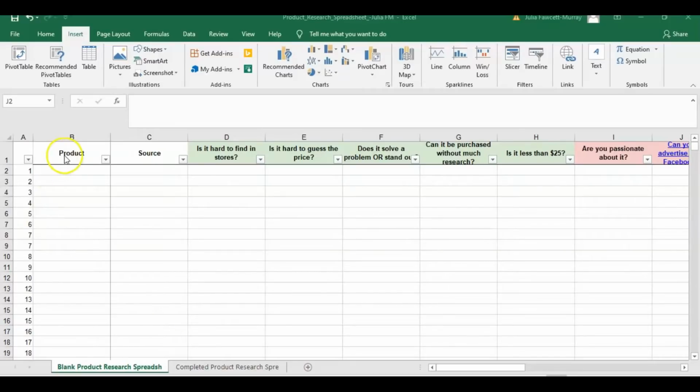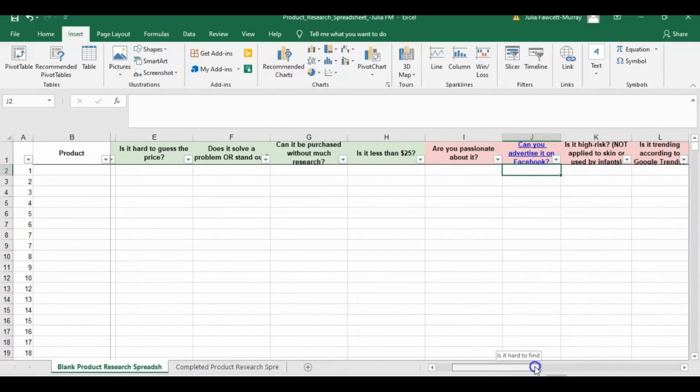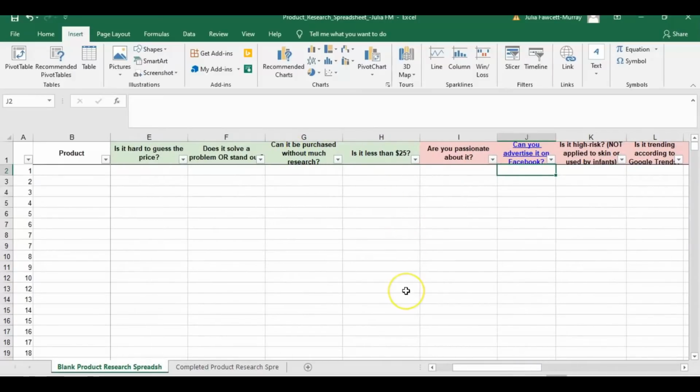Here we've got the product, and then we've got the source, which is going to be whether it's Amazon or Wish, basically where we've seen that product. And then we're going to tick the boxes that we talked about in our previous video. So is it hard to find in stores? Is it hard to guess the price? Does it solve a problem? Can you buy it without much research? Is it less than $25? Those are the main areas that we're going to be looking at in green.